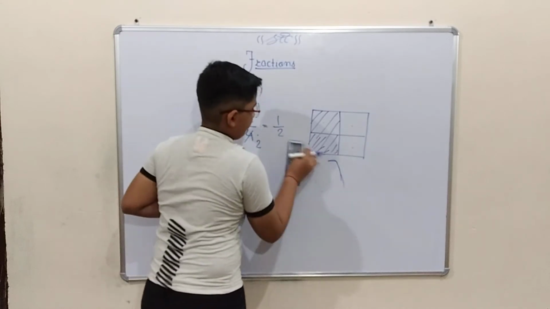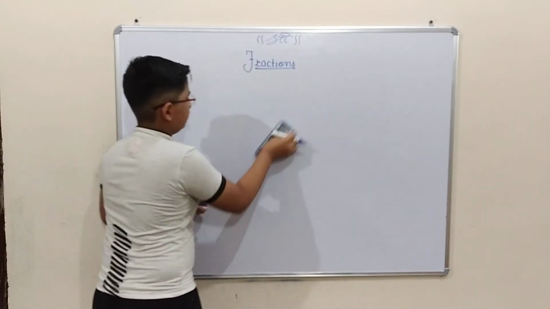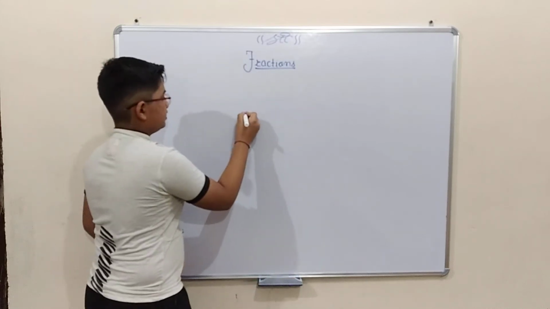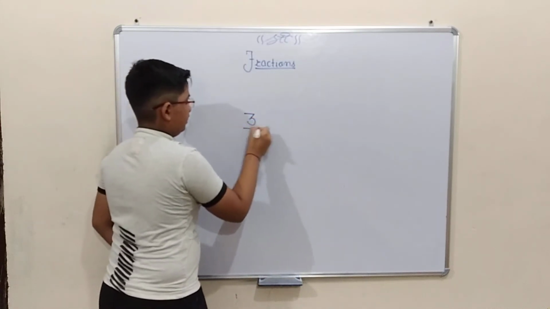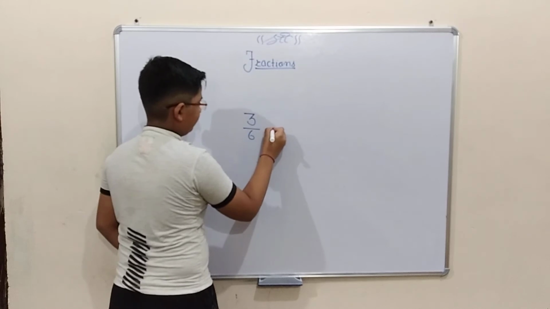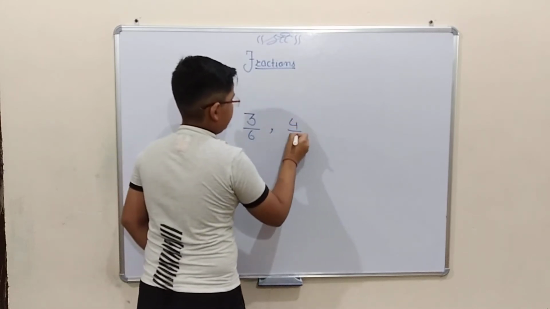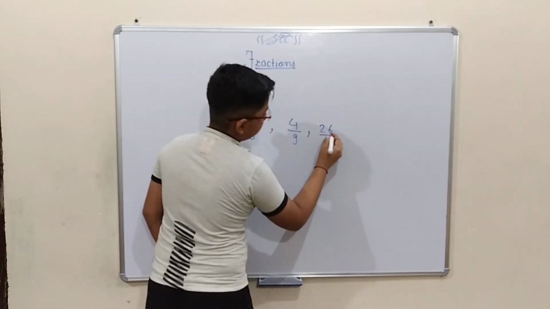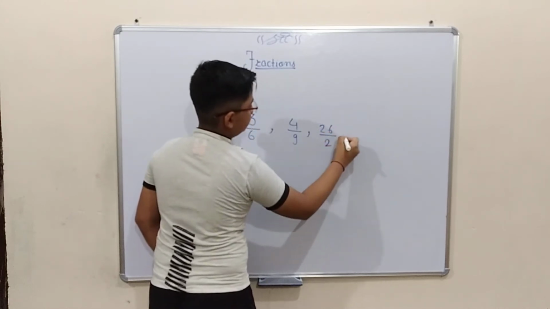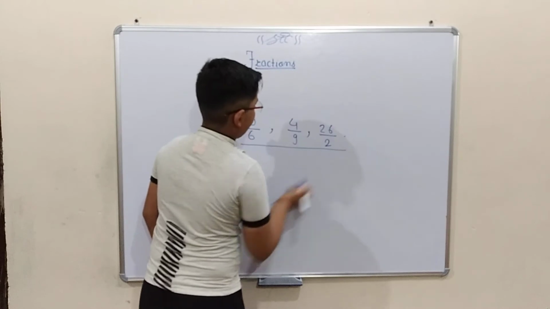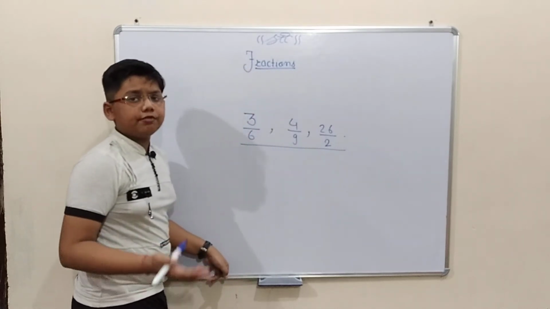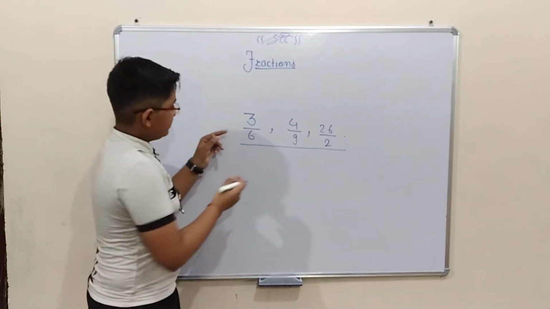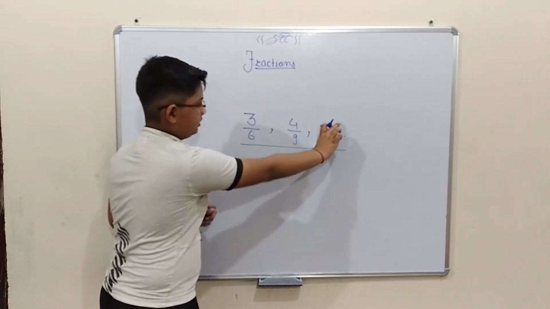That means we can simplify fractions also. We can simplify fractions in cases somewhat like this: 3 over 6, 4 over 9, 26 over 2. These are fractions that we can simplify. There are infinitely many fractions that we can simplify. Now we can say that these are fractions like this.